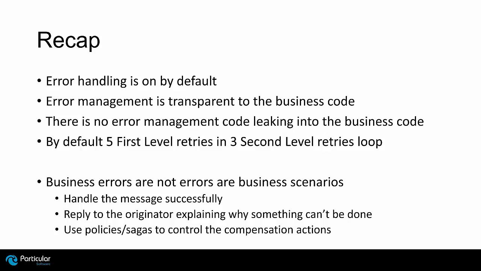So what we should do is pretty straightforward. Make sure that if you have a business failure, you handle messages successfully. You reply to the originator, the one who sent the message, with, for example, another message. And if a complex process is involved for error handling in a business scenario, you should always code up policies, or as we call them, sagas, to control the whole business compensation actions.